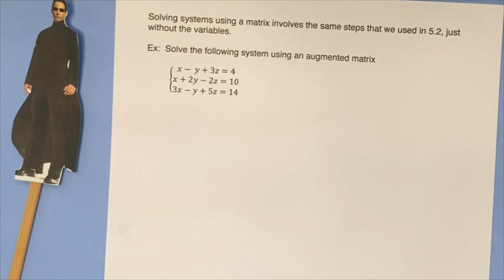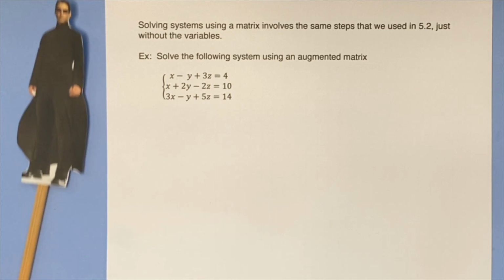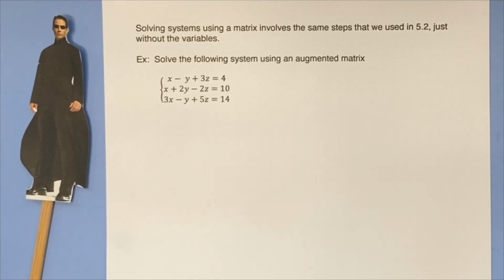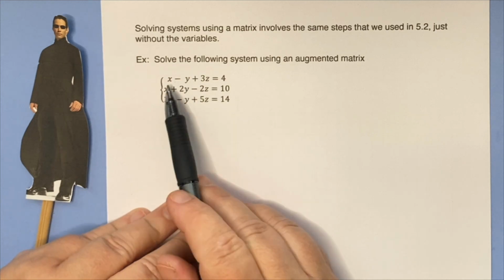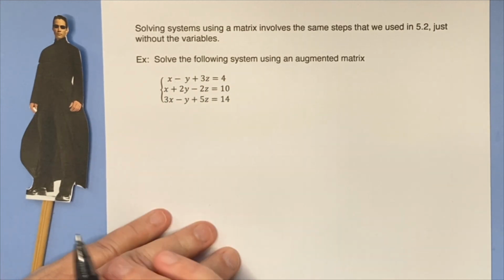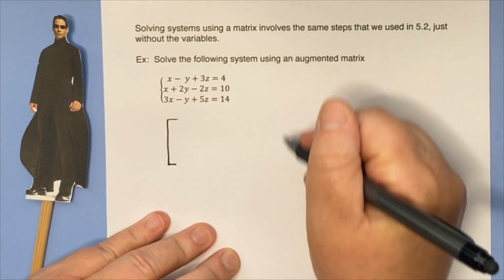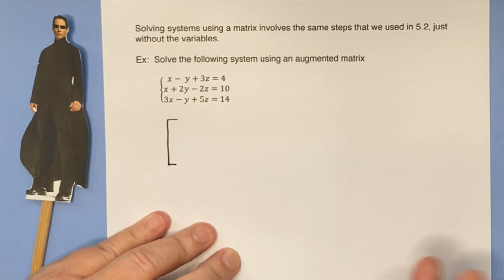Okay, so sorry about that. We're going to use the same method we used in the last chapter, except now we're going to be doing it without the variables. Are you ready, Neo? Neo is always ready. First thing, we want to rewrite this as an augmented matrix. And again, I'm going to remind you, I'm going to follow the book's lead, and I will not draw the line, but you are welcome to do it.